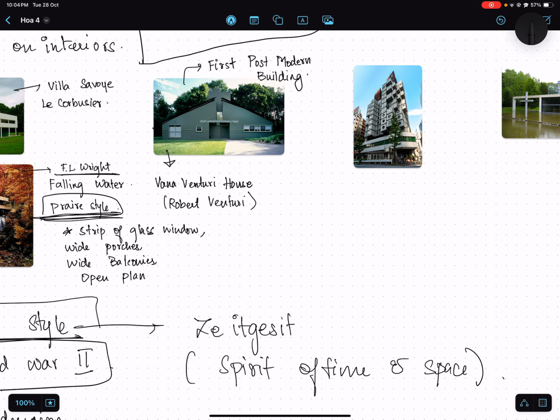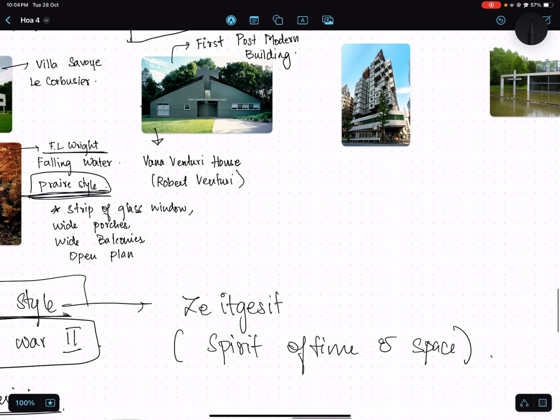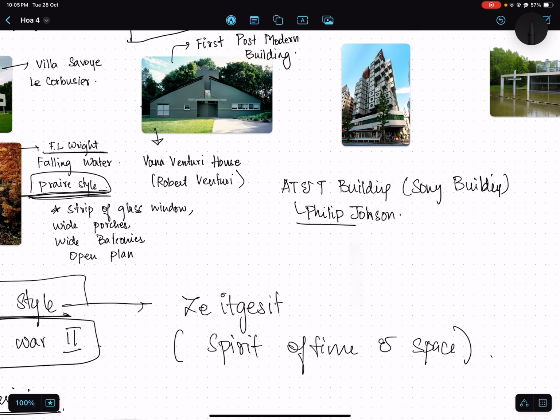Now, another example of postmodern architecture is the AT&T building, which is currently the Sony building, by Philip Johnson. So this looked something like this. I forgot to take the picture, so I'm just trying to draw it off. That's how it looked.